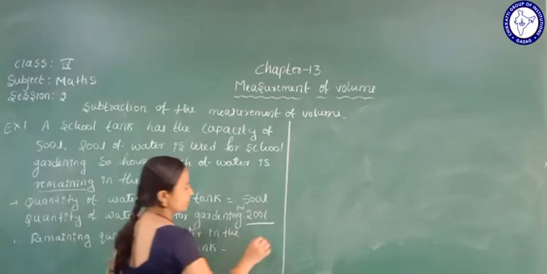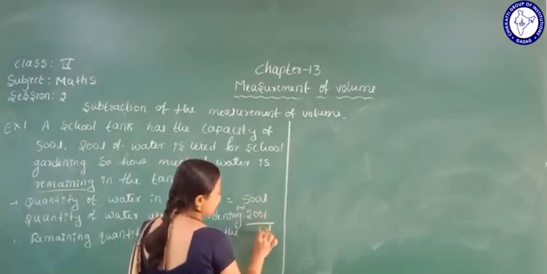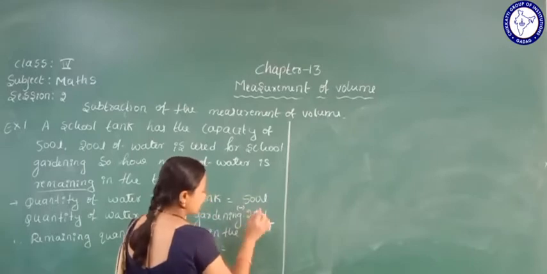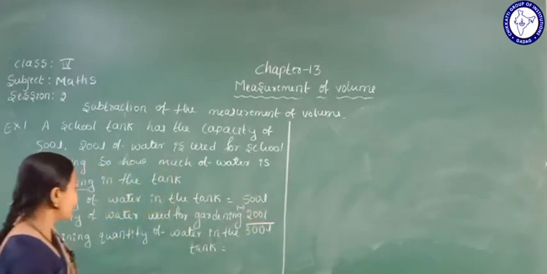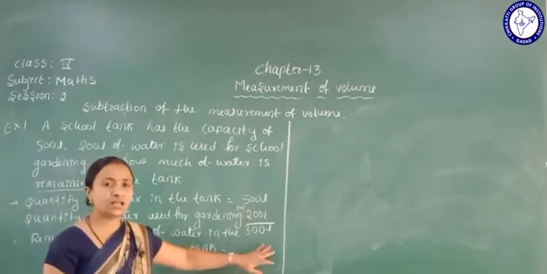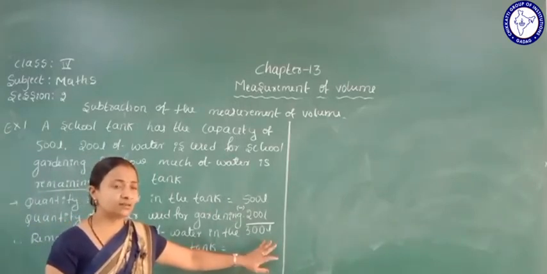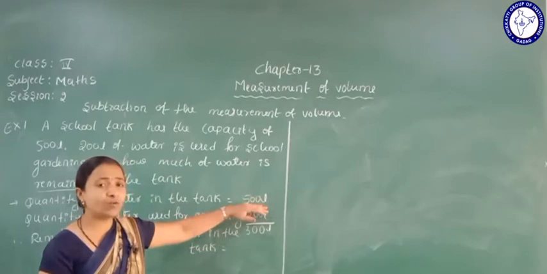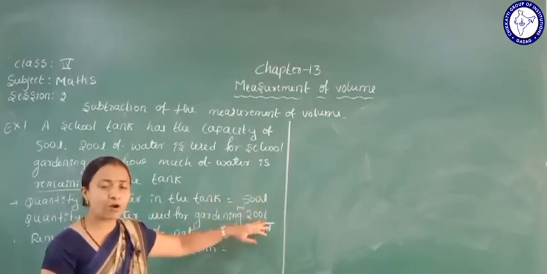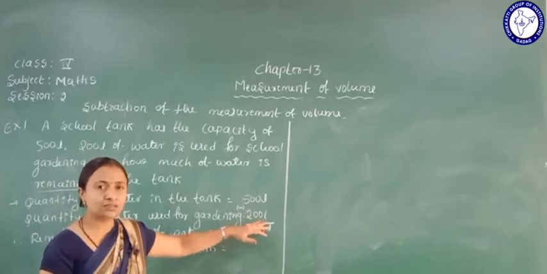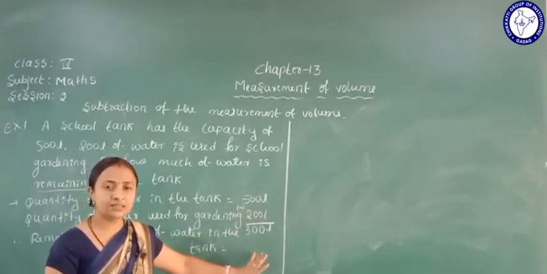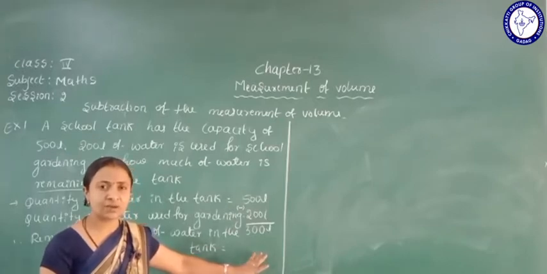Here, liter: 0 minus 0 is 0, 0 minus 0 is 0, 5 minus 2 is 3. So the remaining quantity of water in the tank is 300 liter. The capacity of filling water was 500 liter, they used 200 liters for gardening, so the remaining water in the tank is 300 liter. Understood this one?